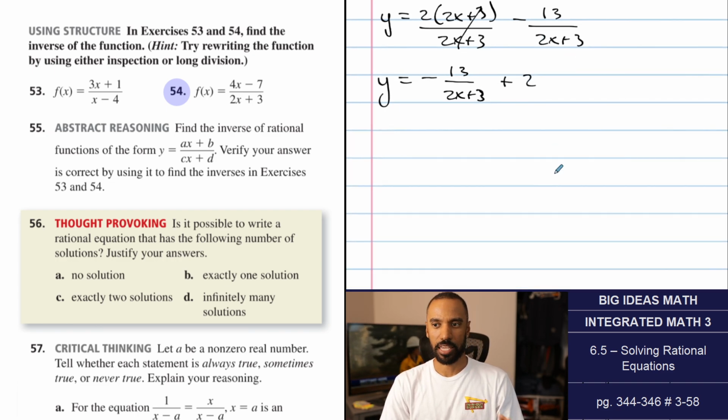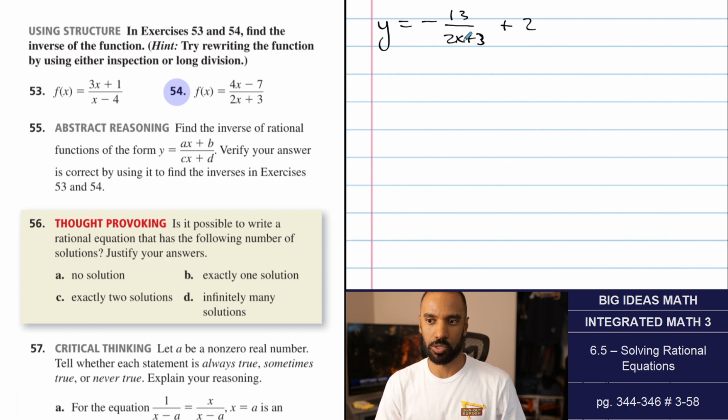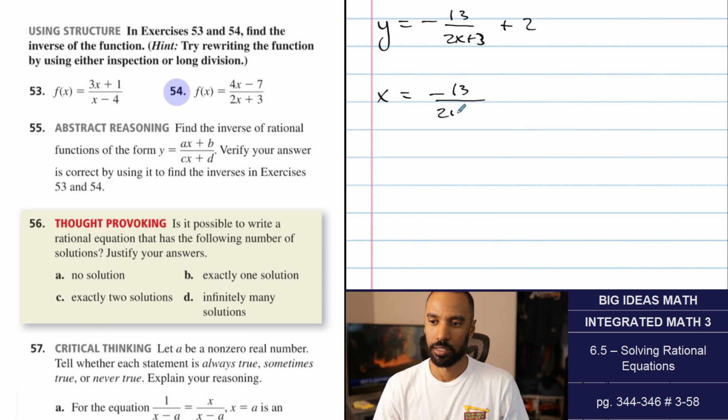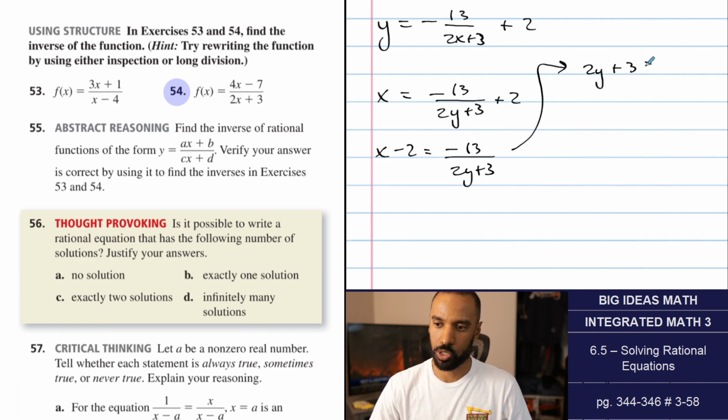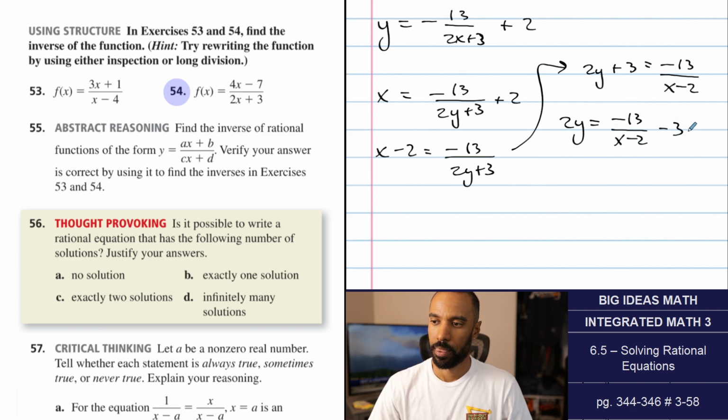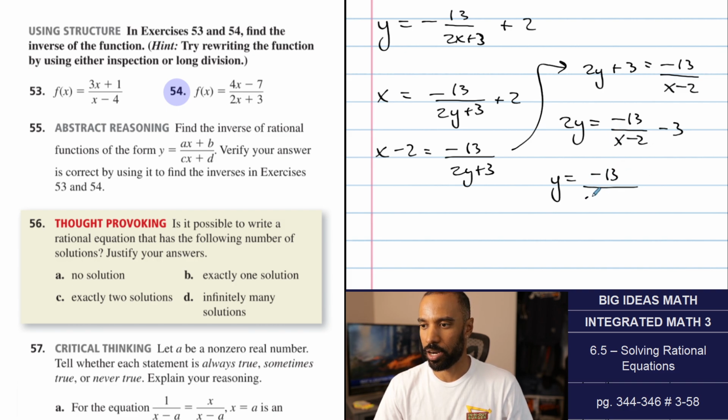So this is not the inverse. This is just using inspection to get this single x by itself here. Now we get to swap x and y. We'll subtract 2 from both sides. We'll swap the places of the y quantity and the x quantity. 2y plus 3 equals negative 13 over x minus 2. And then we'll subtract 3 from both sides, and then we'll divide both sides by 2. You get y equals negative 13 over, when I distribute the 2 here, it'll be 2x minus 4, and this is minus 3 over 2.